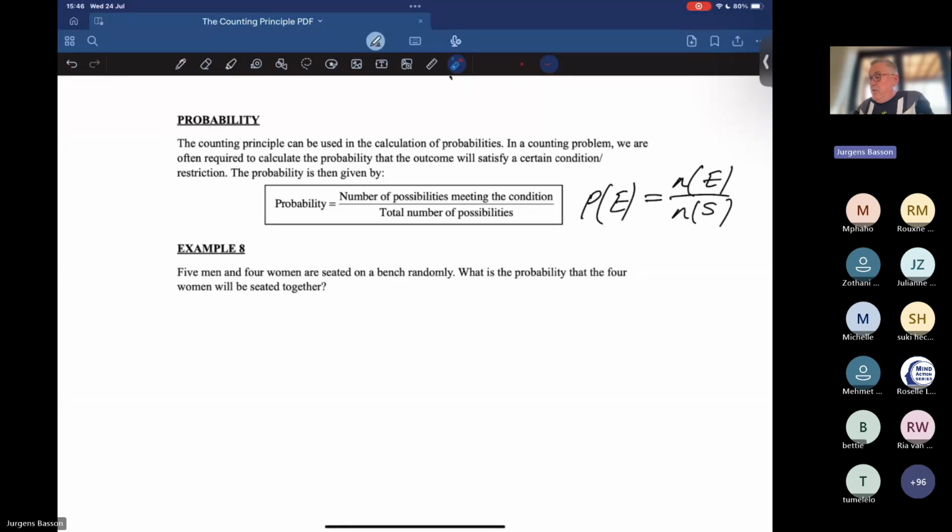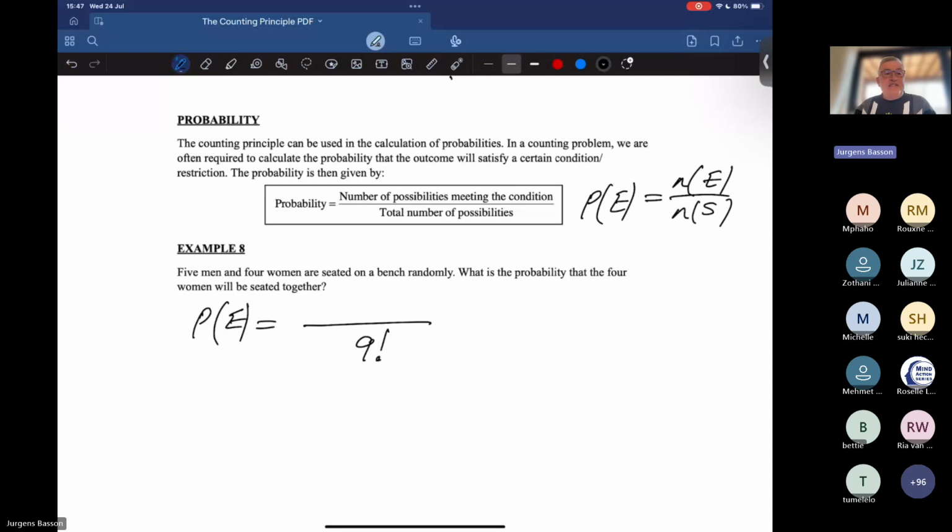Now, what I like to tell learners is that whenever you see they ask for probability, say the probability and do your denominator first, because the denominator has got no restrictions. There's 5 men, 4 women, so 9 people. So when we do the denominator, it's not about males and females, it's about how many people, because there's no restriction. So I hope you all agree with me. We can say in the denominator, it will be 9 factorial, because there's no restriction.